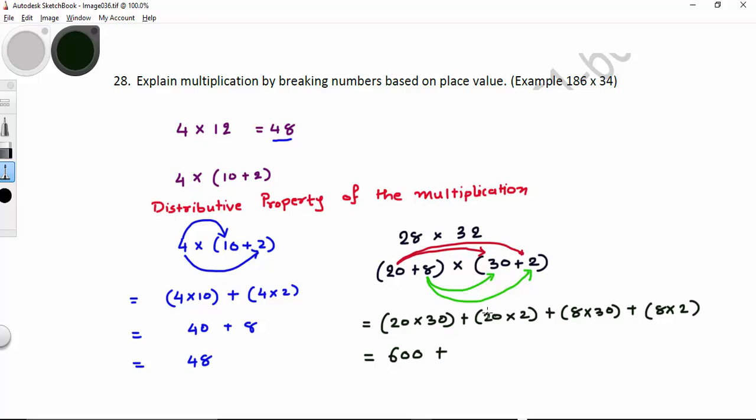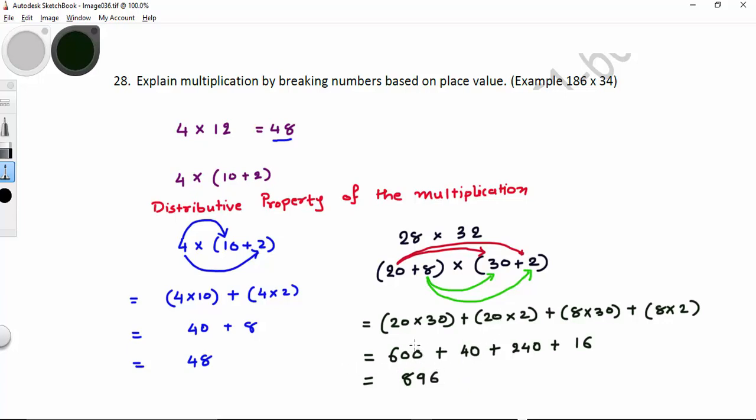Again, all you have to do is multiply 2 and 2. So that is 4. And add the 0 here. So 40 plus 8 times 30. Same method again. 8 times 3 is 24. And this 0 will go here. Plus 8 times 2 is 16. Got it? That is equal to. Now if you add all these numbers, then you will have 896. Got it? So this is another way to multiply two numbers.